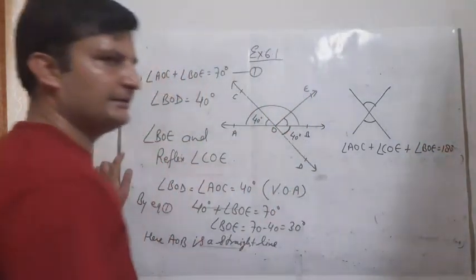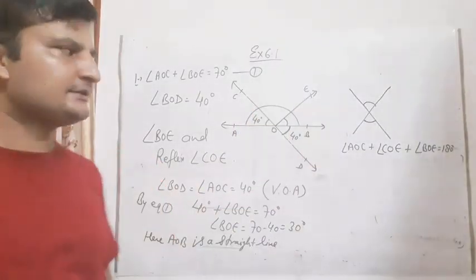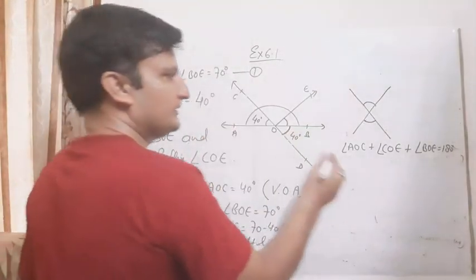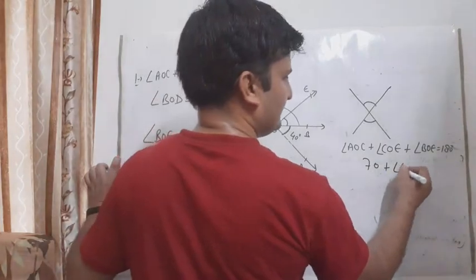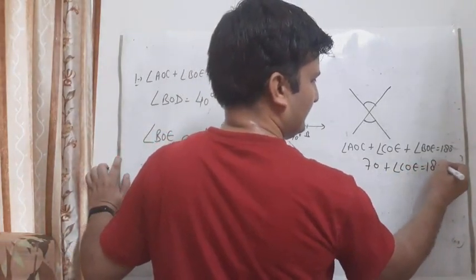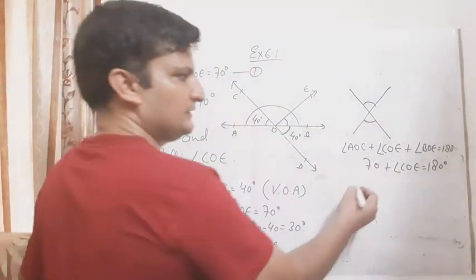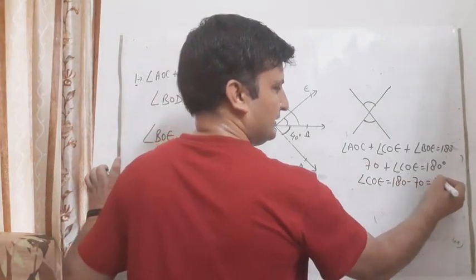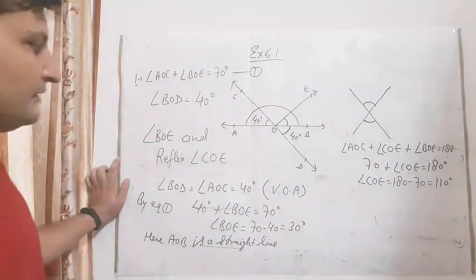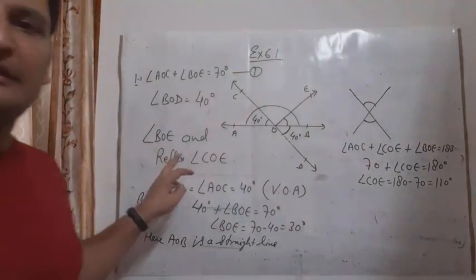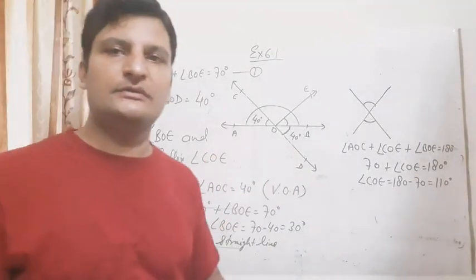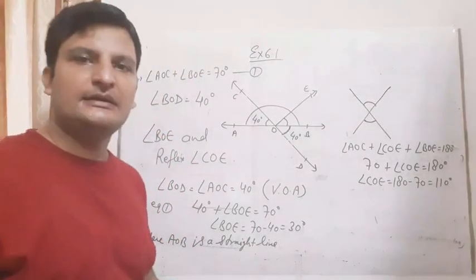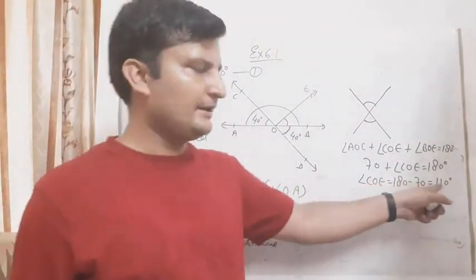Because this is a straight line, we know the angle sum property of a straight line is 180 degree. Here the sum of these two angles is given as 70 degree, plus angle COE is equal to 180 degree. So students, angle COE is equal to 180 minus 70, that is 110 degree. Now we have to find reflex angle of COE. Reflex angle lies between 180 and 360 degree. So the angle we have found is 110 degree.